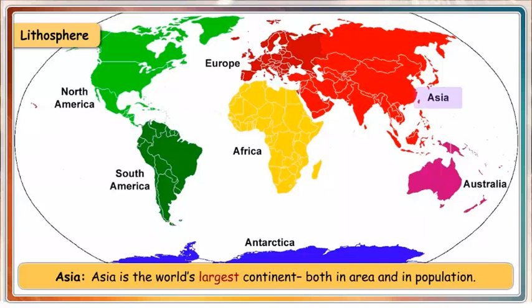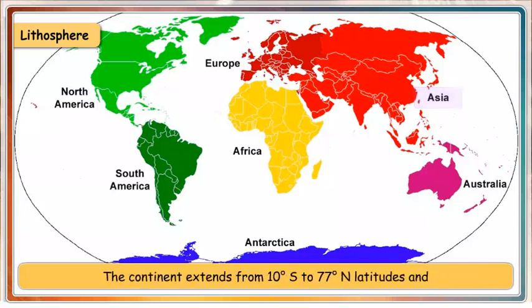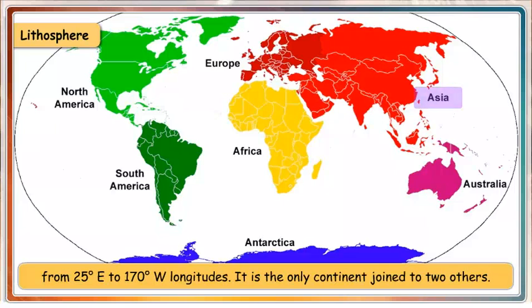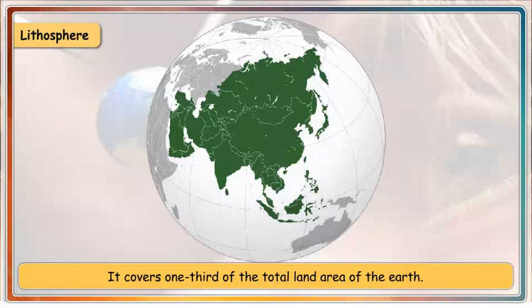Asia. Asia is the world's largest continent, both in area and in population. The continent extends from 10 degrees south to 77 degrees north latitudes and from 25 degrees east to 170 degrees west longitudes. It is the only continent joined to 2 others. It covers 1/3 of the total land area of the earth.